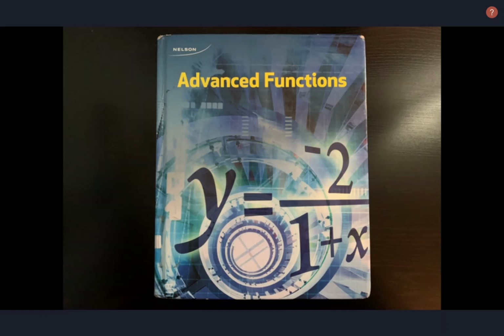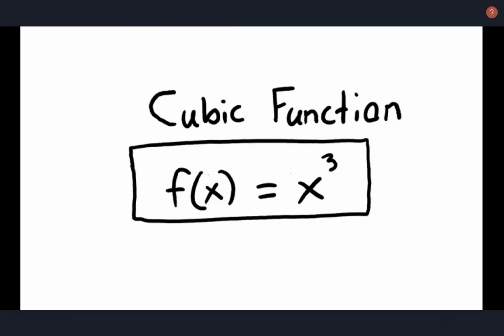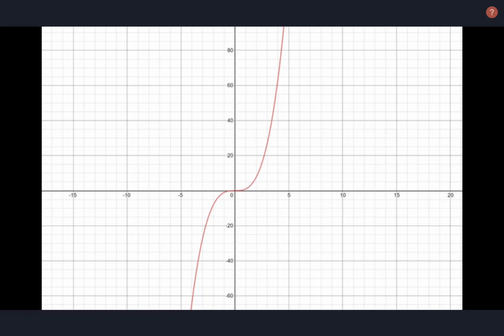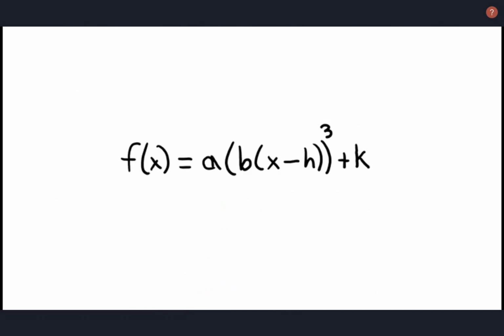Before I delve into the problem, I must first touch base with one of the concepts discussed in the problem, the basic properties of a cubic function. The basic cubic function can be represented as the basic function shown on screen, modeled as f of x equals x cubed. The cubic function has transformations.